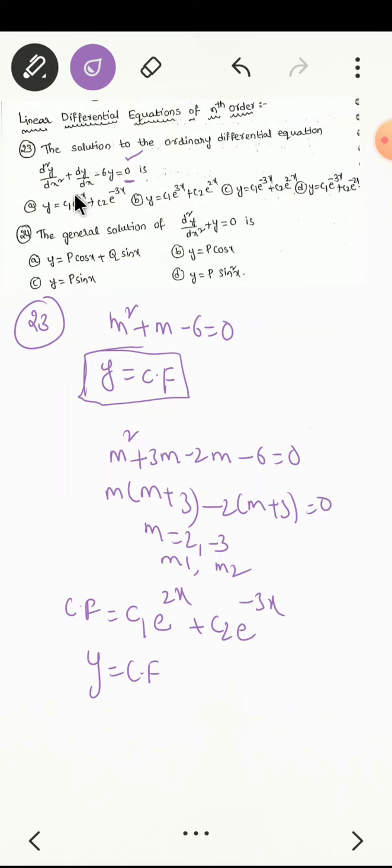c1 e raised to power 2x, c1 e raised to power 2x, e raised to power minus 3x. c1 c2 may change, no problem, that thing will be there. Okay, option C is correct.